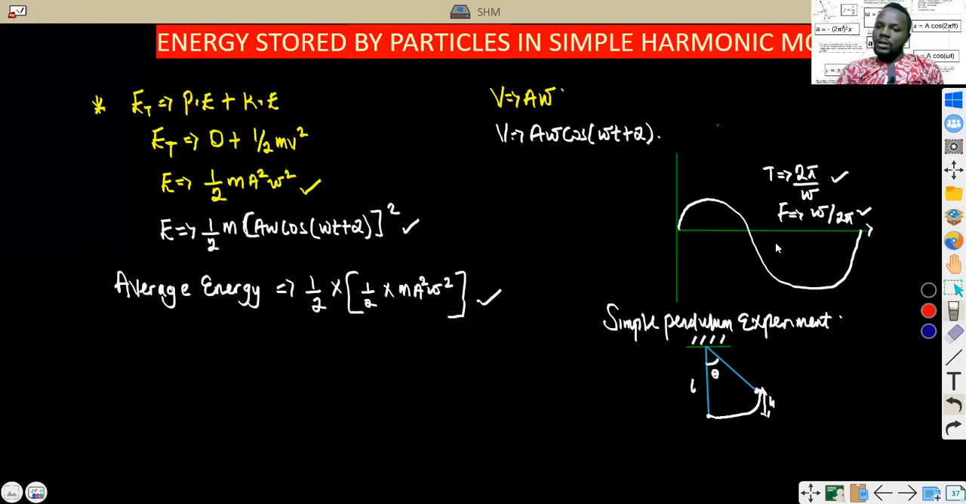Remember that. There are some things we need to understand from this simple pendulum experiment: the period of motion is proportional to the square root of the length. That is very, very important. And the period of motion is also inversely proportional to the square root of the gravity.